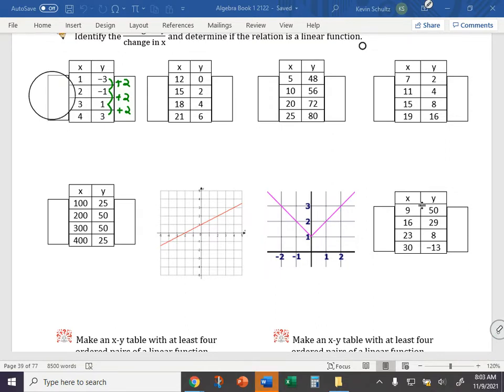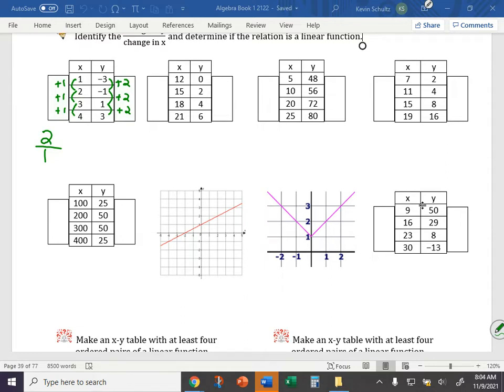Now we go to the x values, and we do the same thing here. What's the change from 1 to 2? +1. From 2 to 3? +1. From 3 to 4? +1. So if we look at the change in y over change in x, for every single one of these, we're going up 2, which we can just write as 2 over 1.